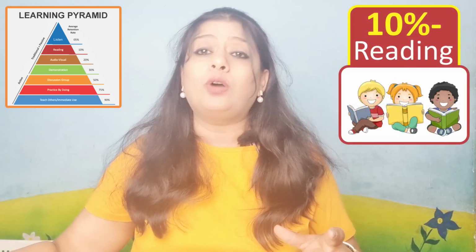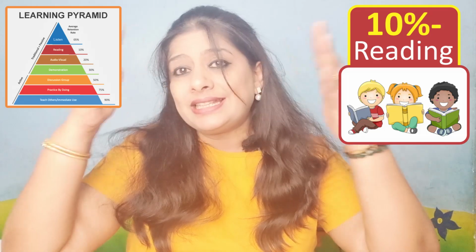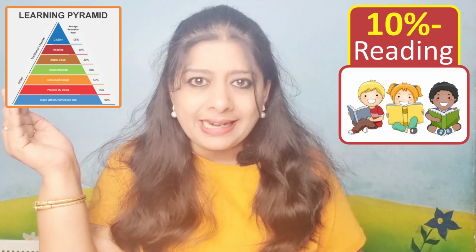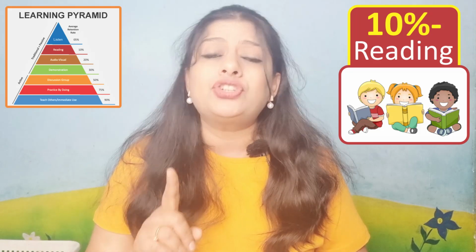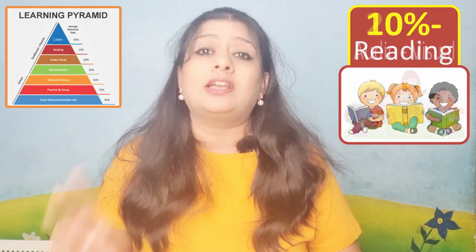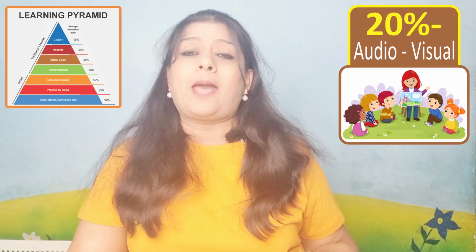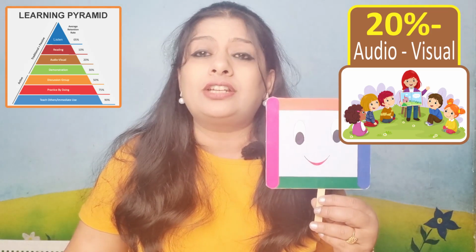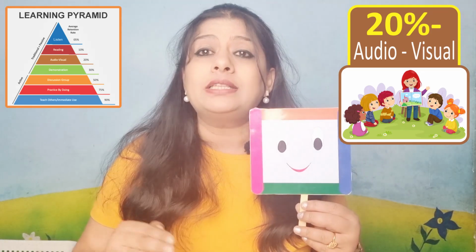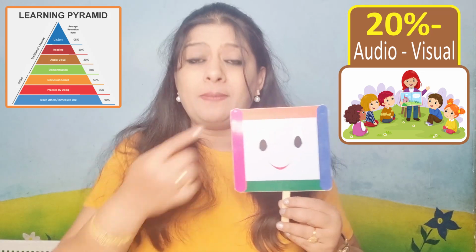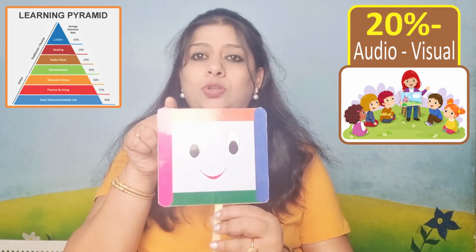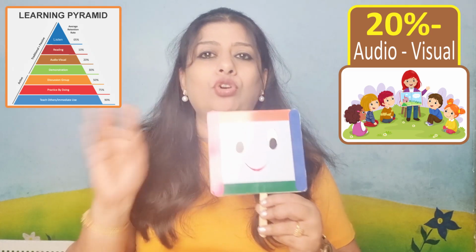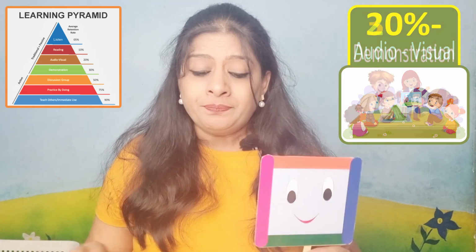The brain will forget. Next, when you allow the child to read, here the child can see a chart, so the child cannot read any text. If the child sees a chart of square, then the retention is only 10%. 20% retention can happen when you are introducing it through audio and visual. That means you are speaking about the shape and you are also showing the shape. So this is a square shape, it has 4 sides, 4 corners, etc.